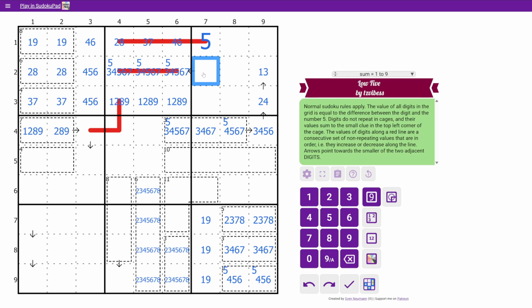This will be 4 or higher, basically. Which might be a 4, 5, 6, 7, 8, 9, no 5, also no 8. That's all that can go there.